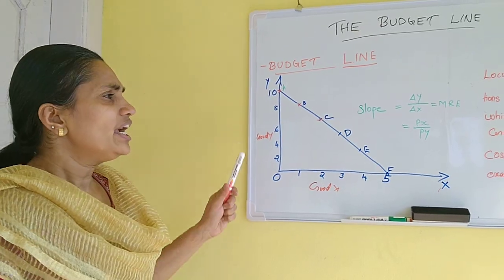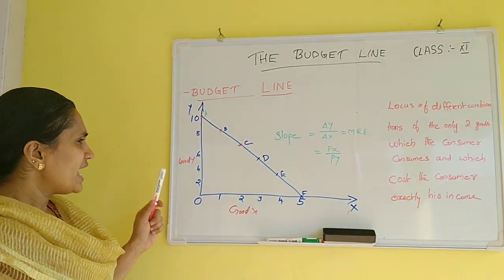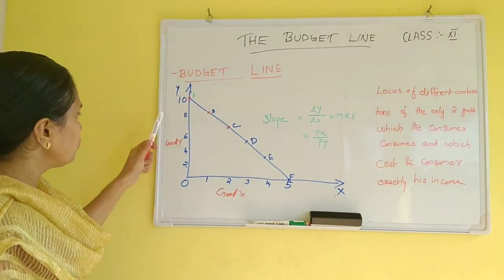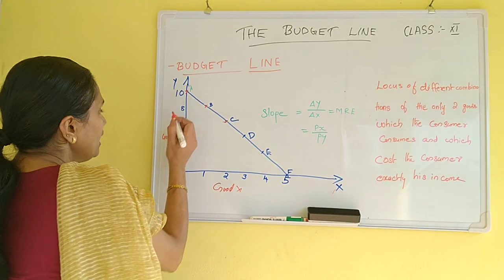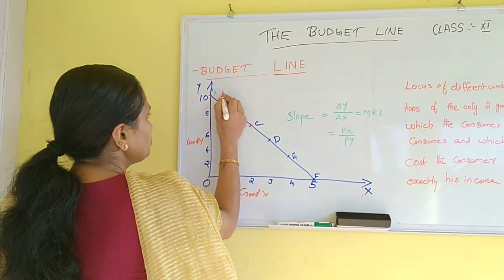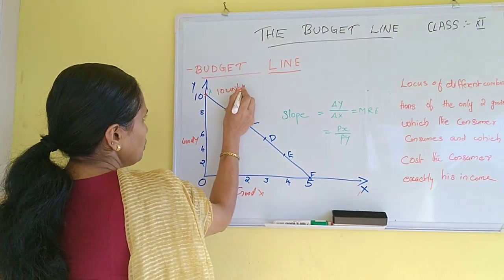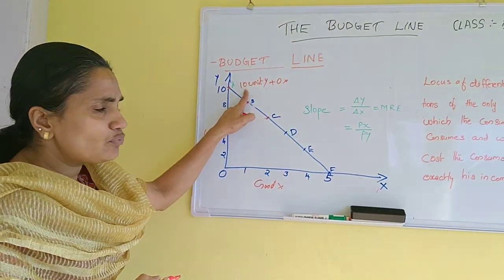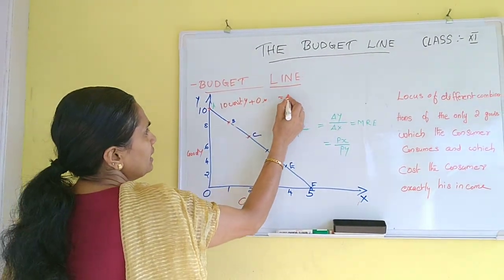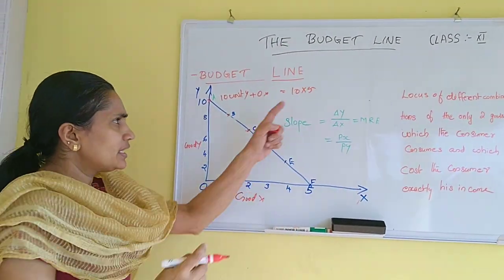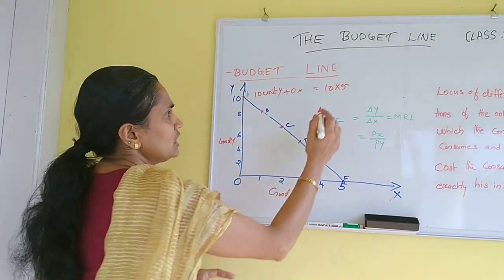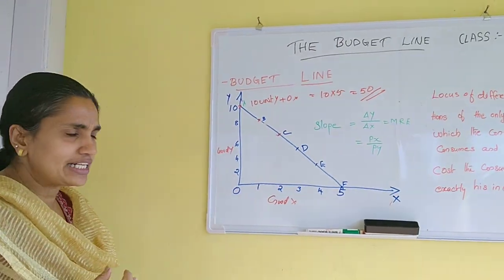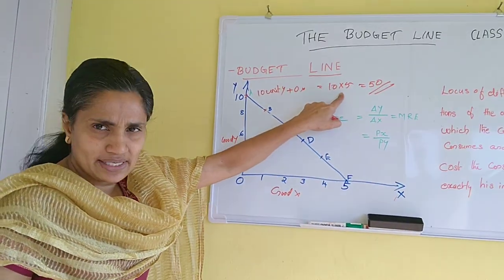These are the two goods X and Y which the consumer consumes, and we look at the cost. For example, in combination A, the consumer is able to consume 10 units of Y plus 0 units of X. That means the cost of 10 units of Y is 10 into 5 rupees per good Y. So 10 into 5 is equal to 50 rupees. So the consumer spends exactly his income, 50 rupees.